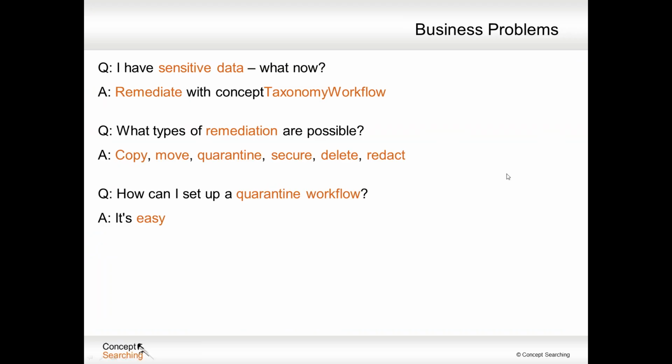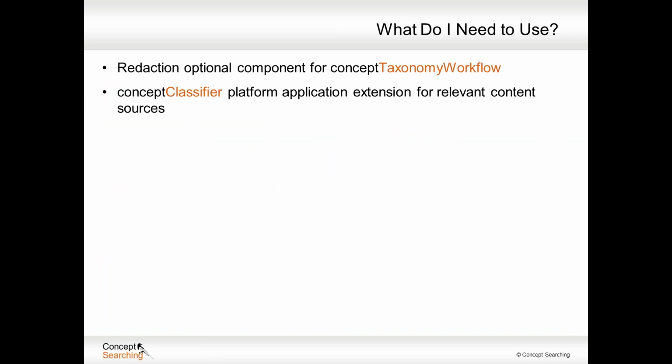So what products do I need in order to do this? Well, we need to use our redaction capabilities if we're going to redact. It's an optional component. But for any kind of other remediation, you just need the conceptTaxonomyWorkflow product, which is an add-on to our conceptClassifier platform. Of course, in order to do the classifications and find the sensitive data, you do need the conceptClassifier platform.